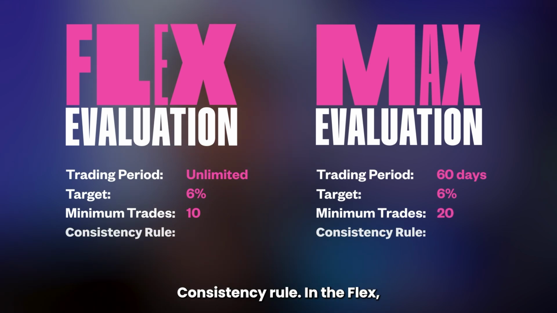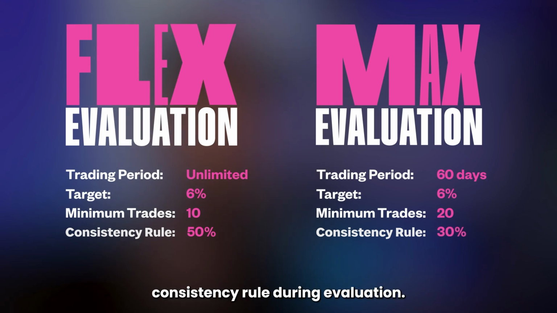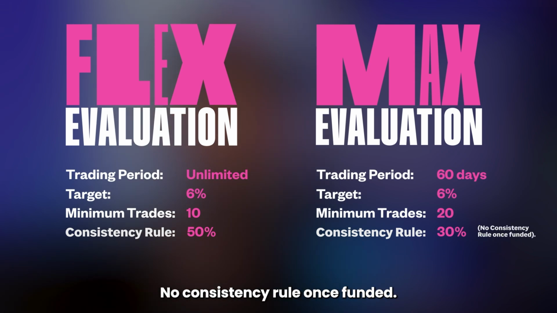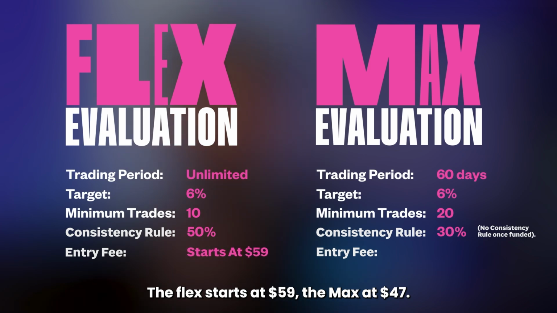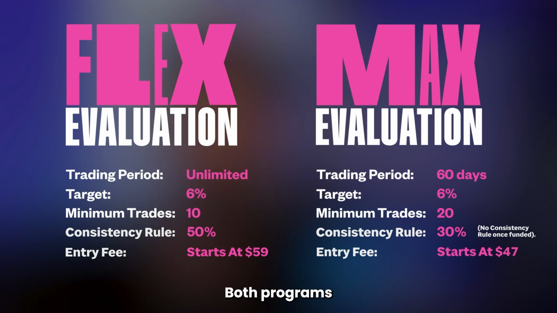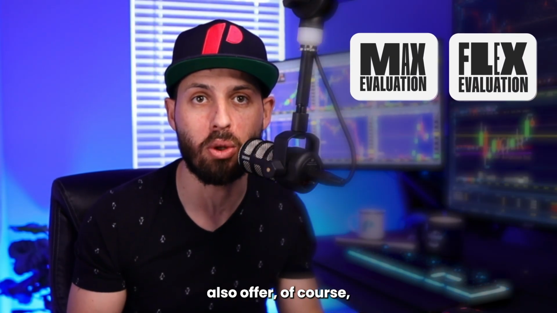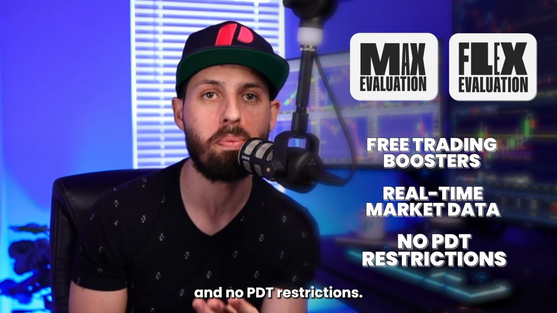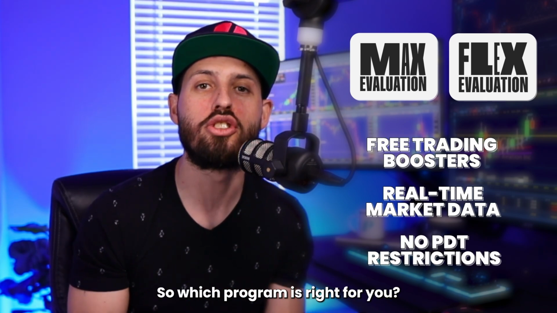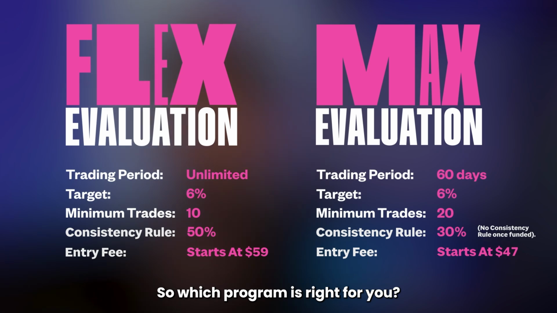Consistency rule. In the Flex, you get a 50% consistency rule during evaluation. In the Max, a 30% consistency rule during evaluation. No consistency rule once funded. Entry fees. The Flex starts at $59. The Max at $47. Both programs also offer, of course, the free trading boosters, the real-time market data, and no PDT restrictions.